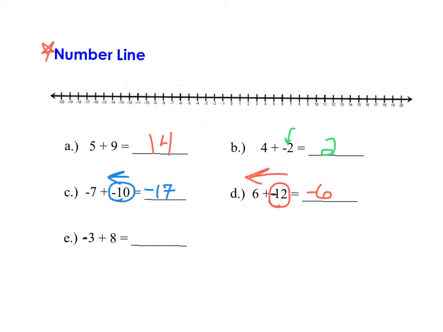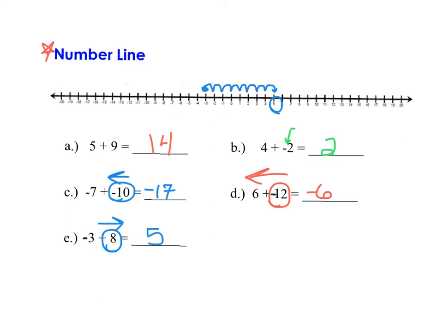And last but not least, we have negative 3 plus 8. We're going to go to negative 3 on our number line. Because we have a positive 8, we're going to move towards the positive numbers to the right. So we have 1, 2, 3, 4, 5, 6, 7, 8. And we end up here at 5.